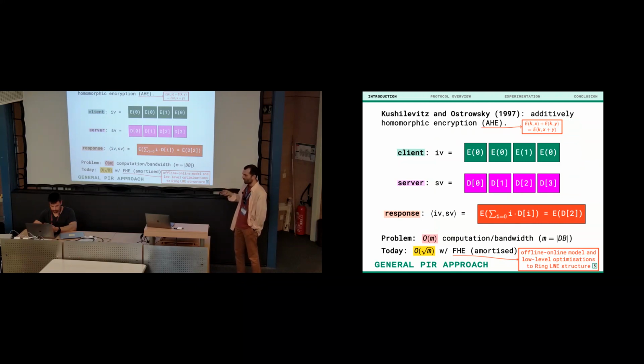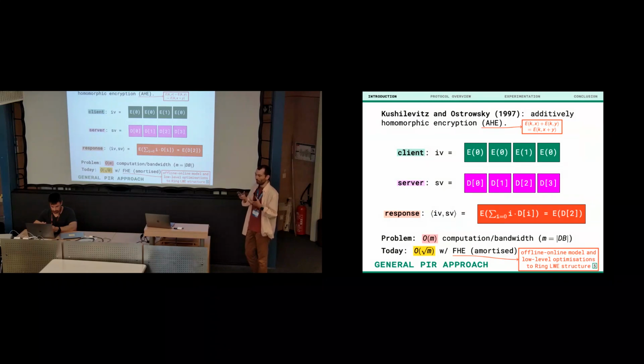One thing to note is that this is usually an amortized complexity. You require the clients to make square root n queries, which may or may not be realistic. These particular optimizations in modern schemes use an offline-online model, where the client and server get together and do something in an offline phase, which makes things more efficient in the online phase. Typically these schemes also require low-level optimizations to the FHE libraries in order to make this work, and they rely on the ring learning with errors structure that these FHE schemes typically use as their underlying security assumption.